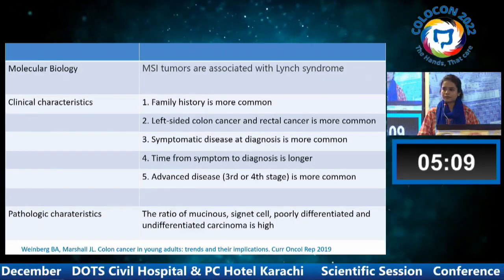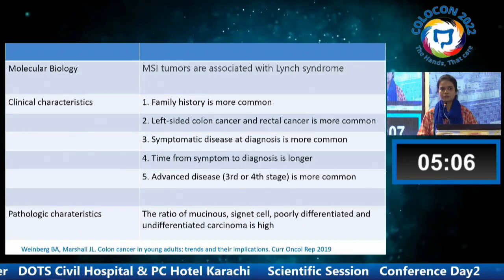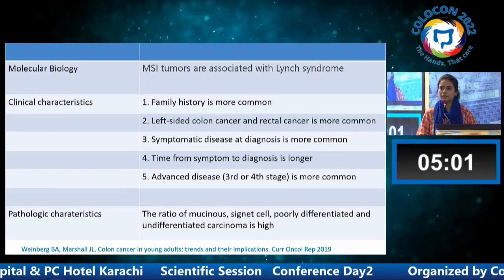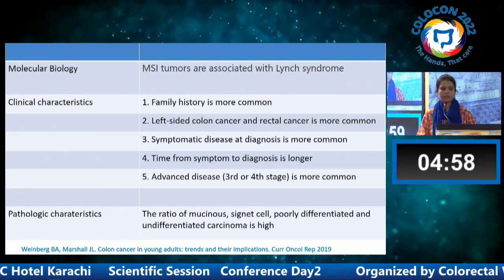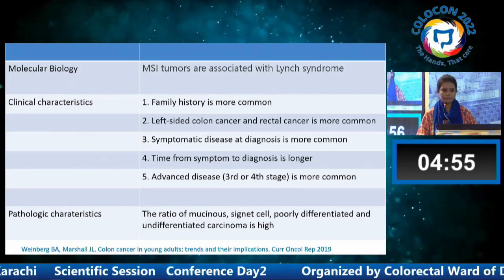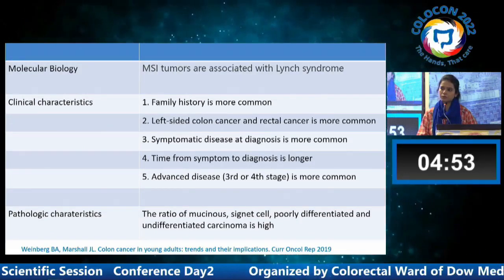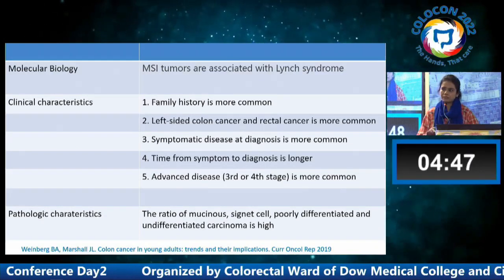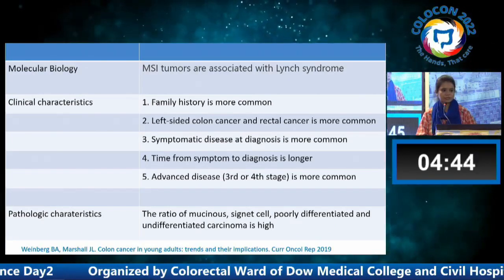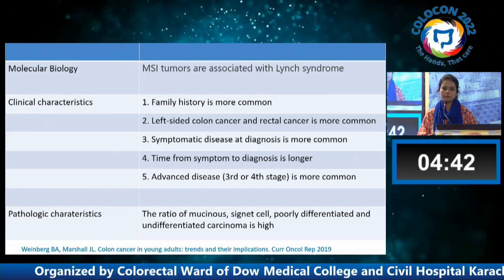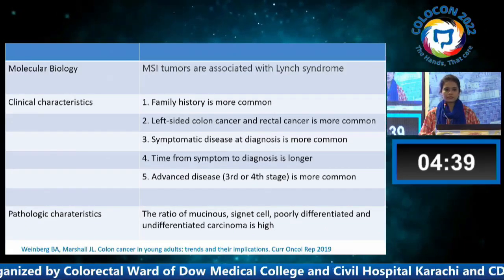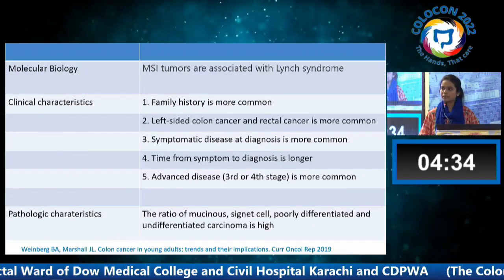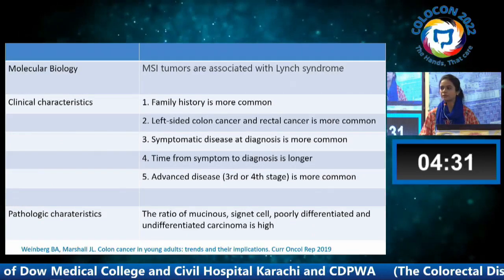These are the different factors which can lead to a bad prognosis in early onset colorectal cancer, like if microsatellite instability is present, and if there is a family history of colorectal cancer, and these patients usually present with left-sided colorectal cancer. Their disease is usually advanced at the time of presentation, and the time from symptoms till diagnosis is very long. And for the pathology, in these patients, the mucinous and signet variety is very common.